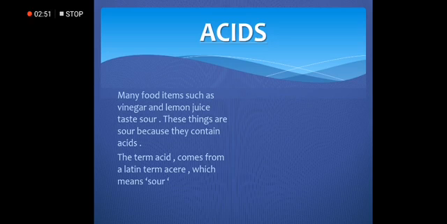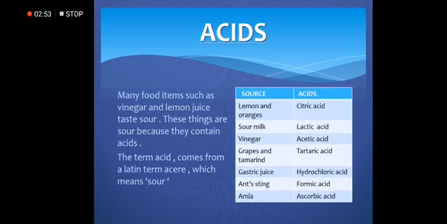Let us discuss first acids in detail. Many food items such as vinegar and lemon juice taste sour. These things are sour because they contain acids. The term acid comes from a Latin term 'acere', which means sour. Different kinds of substances, as we just discussed, have different kinds of acids present in them. Let us discuss some of them.